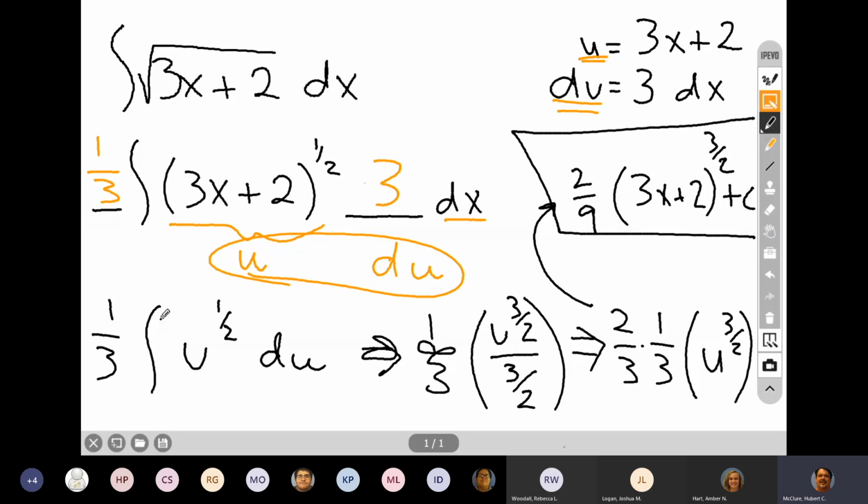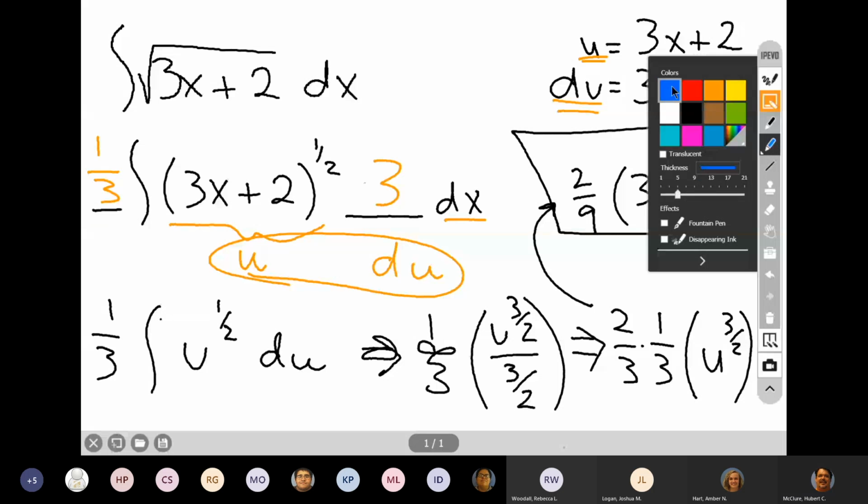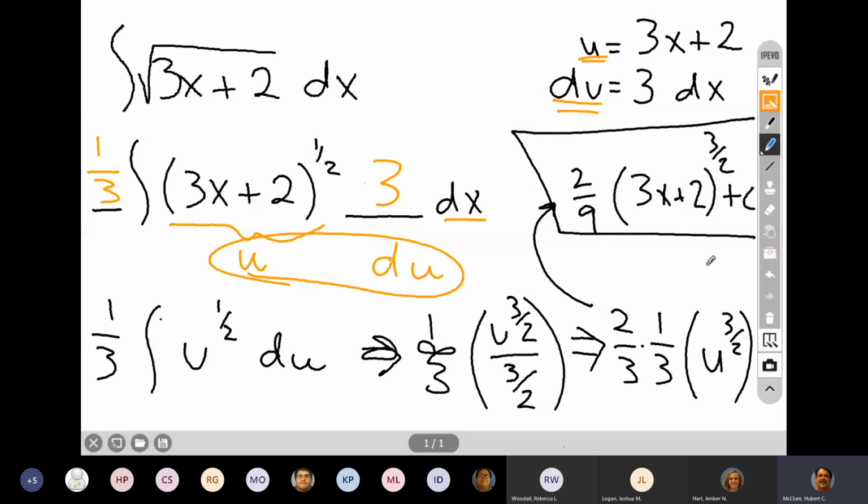Okay, let me show you this. Solve for du, solve for dx over there. Let's go with this blue right here. Solve this right here for dx. dx will be equal to du over 3.